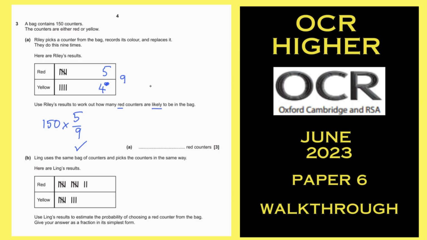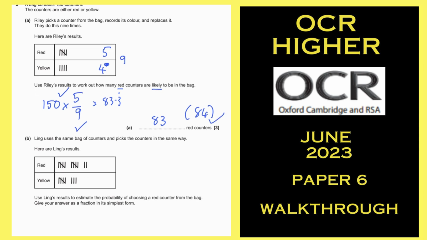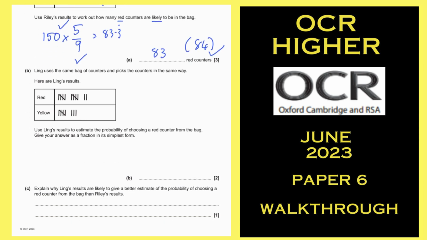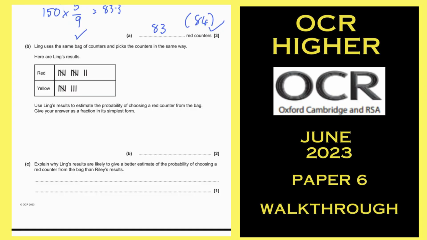1 mark for 5/9, 1 mark for multiplying by 150, and you get the strange answer of 83.3 recurring. I would always round that down to 83. Mark scheme does accept 84, but nothing else for your 3rd mark. Question B. Ling uses the same bag of counters, get that information.